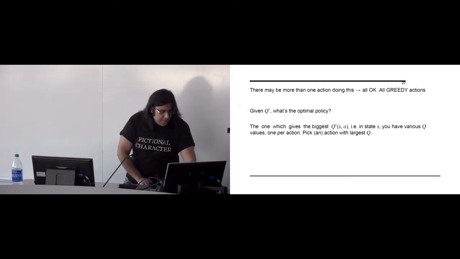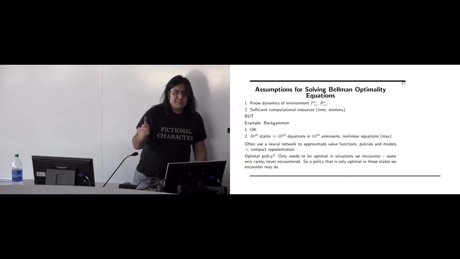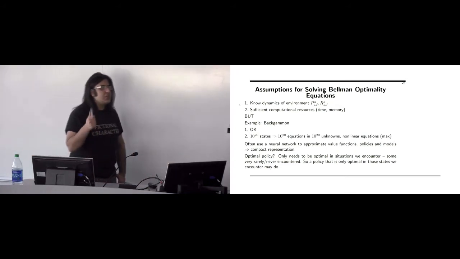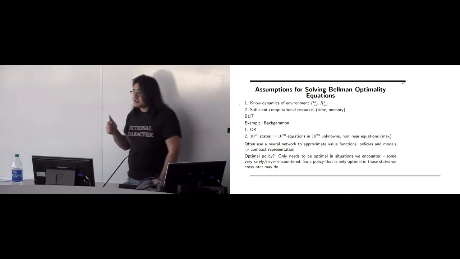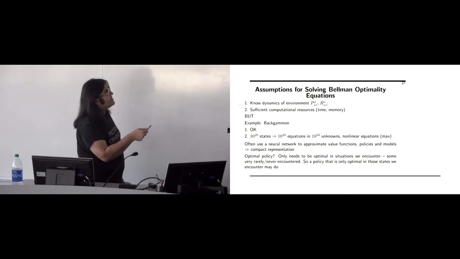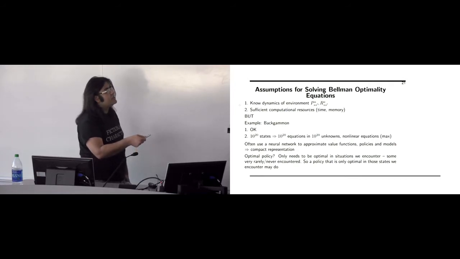We talked about this here. Now, the assumptions for solving Bellman optimality equations, or the assumptions in using dynamic programming to solve a reinforcement learning problem. First of all, we assume that we know the dynamics of the environment. Once again, what are the dynamics of the environment? What defines the dynamics of the environment?